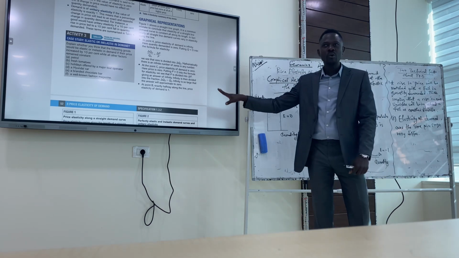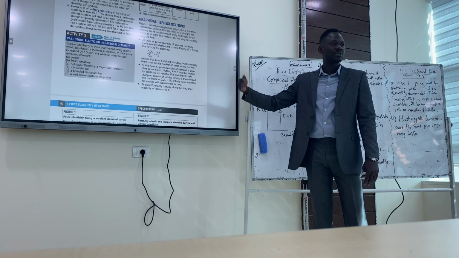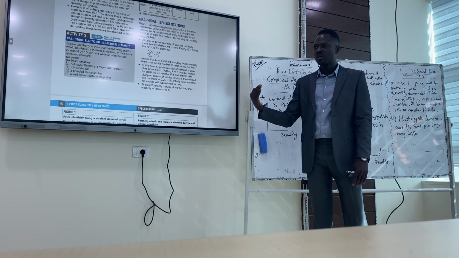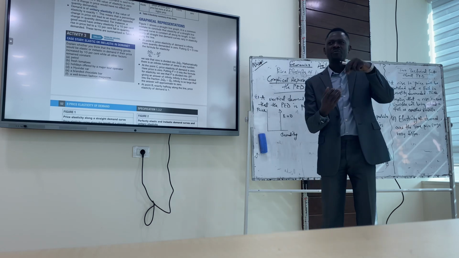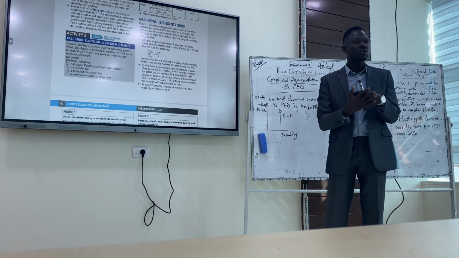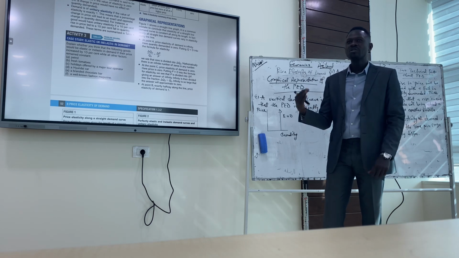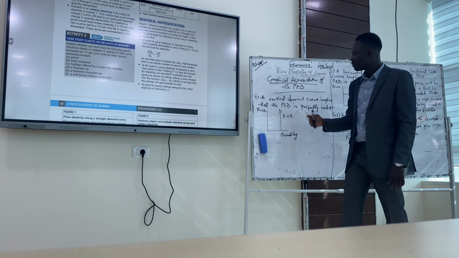We have the result when we calculate our PED, that's Q2 minus Q1 over Q1 divided by P2 minus P1 over P1. As soon as we're done with our calculation, we have figures, we get results. So these results can also be graphically represented. So we start with the first one.